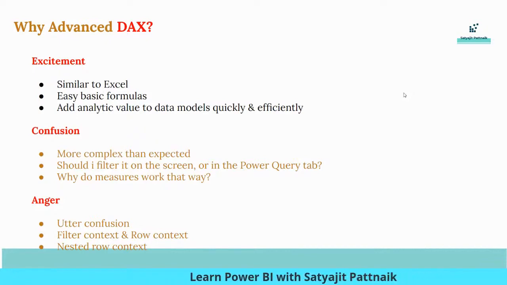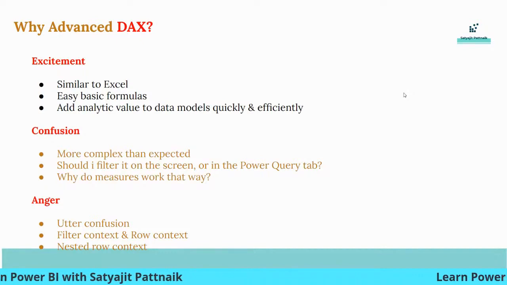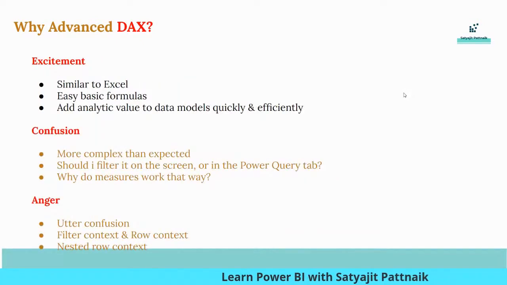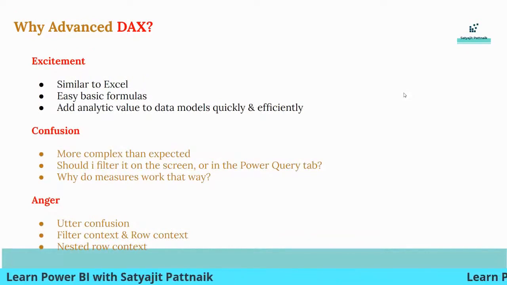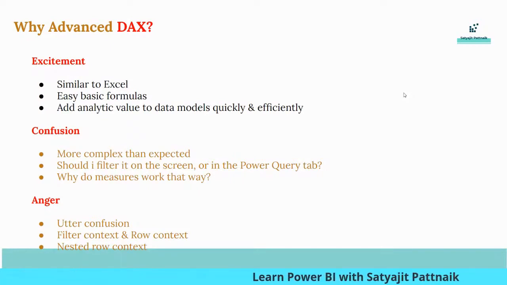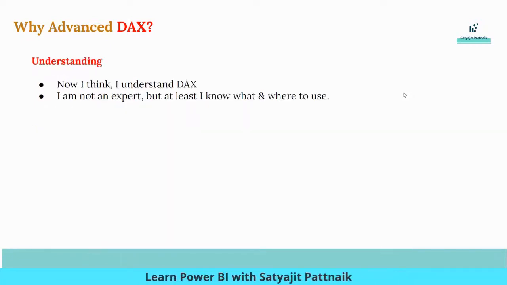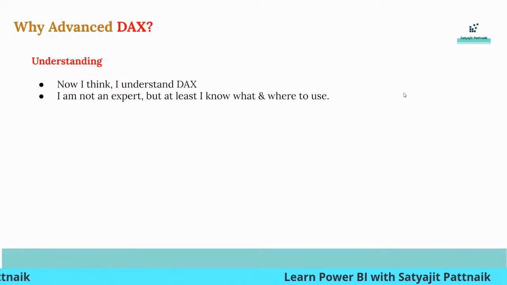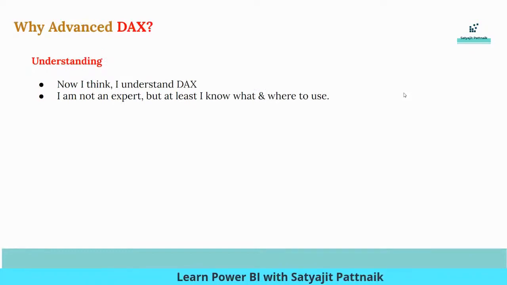Then comes your anger, utter confusion: filter context and row context. What are nested row contexts? Your anger phase is where you are already familiar with Power Query and Power BI, and you are working on some advanced topics and are not able to do it, right? But it's all about understanding. This is your final stage where you understand, okay, now I think I understand DAX. I'm not an expert, but I can definitely learn better from the community.